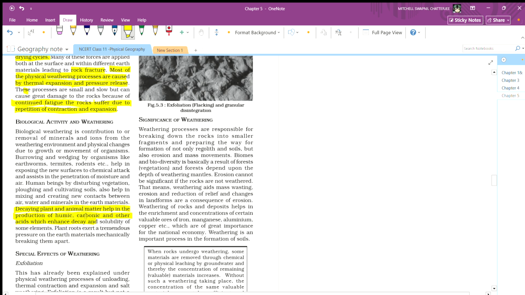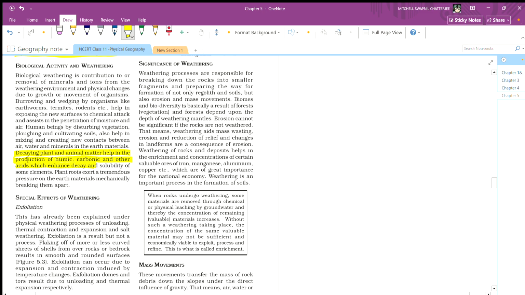Nevertheless, plant roots exert tremendous pressure on earth materials mechanically, breaking them apart.